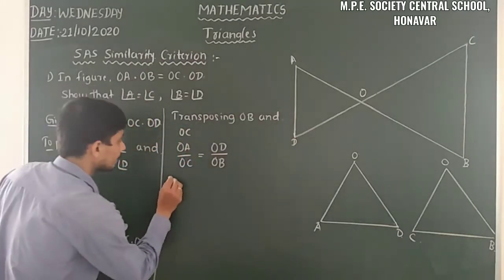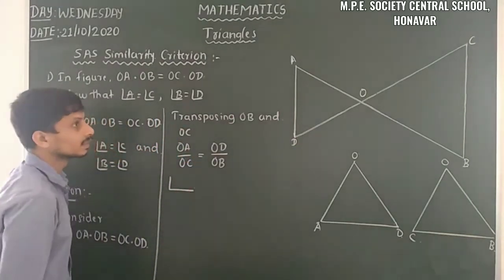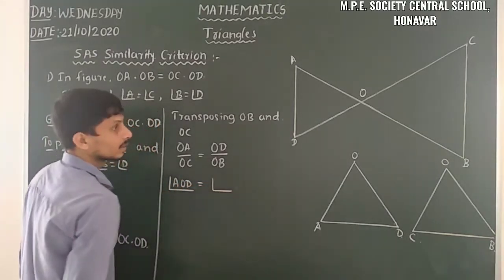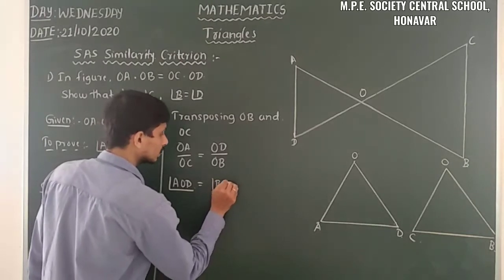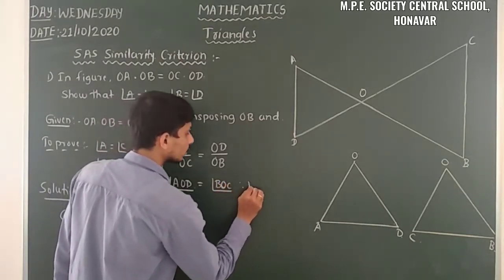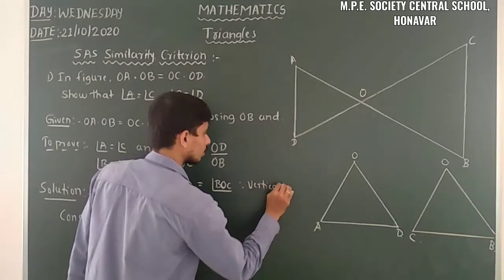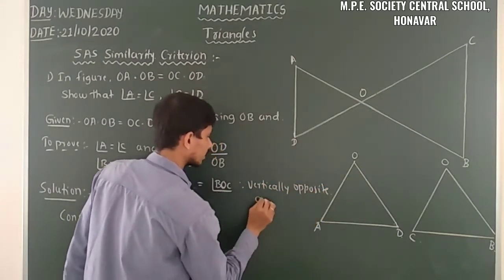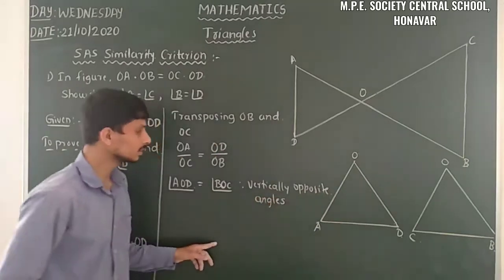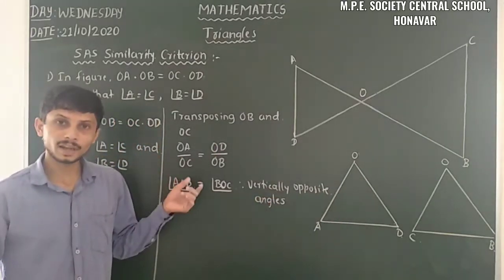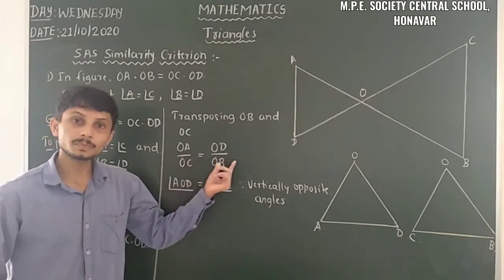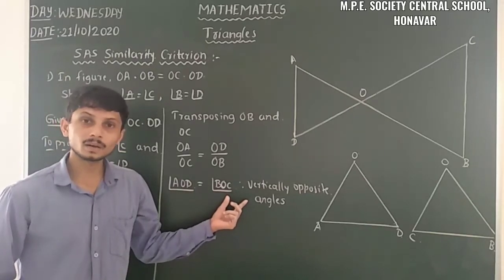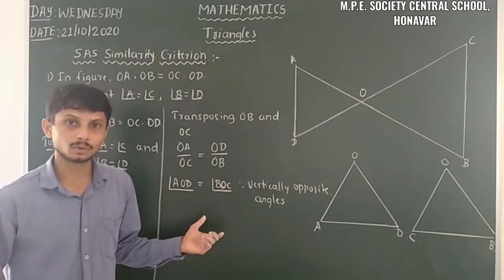That is, angle AOD is equal to angle BOC, because they are vertically opposite angles. So here we have two pairs of corresponding sides proportional and one pair of corresponding angles equal.